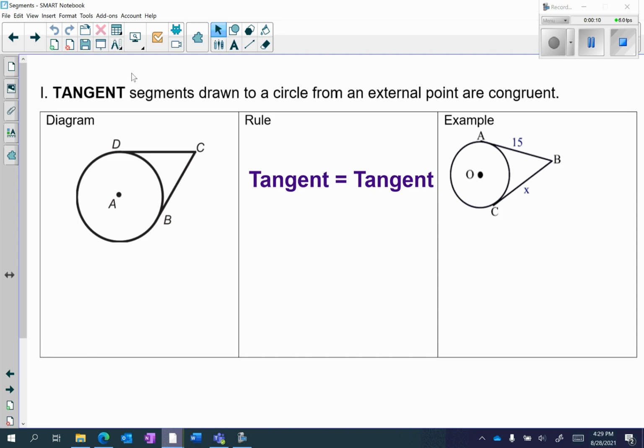Our first theorem is going to be about tangents. Tangent segments drawn to a circle from an external point are congruent. So for example, in this diagram, DC and CB are congruent. They're both tangents. So in the example problem where we have AB is 15, that would also make CB 15 as well, because the segments are congruent.